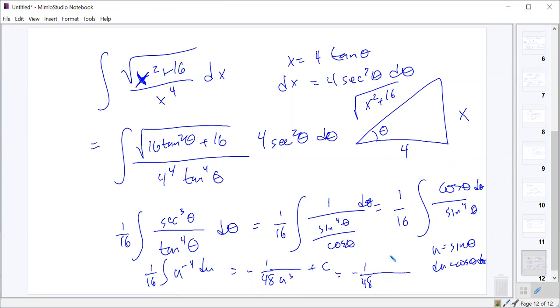And that gives us -1/48, and then it's a sine cubed. So we just look at what is sine. Sine should be x over root x squared plus 16. And so we'll just say x over root x squared plus 16, cubed, plus our constant. And obviously we could flip this so that the x squared plus 16 would be to the 3/2 over 48x cubed would be fine, if you want to simplify it down.